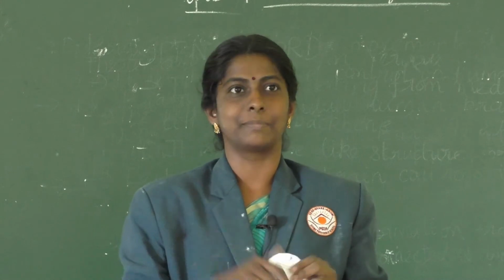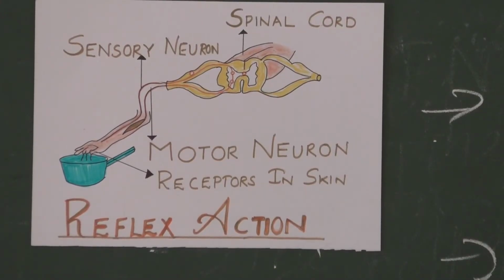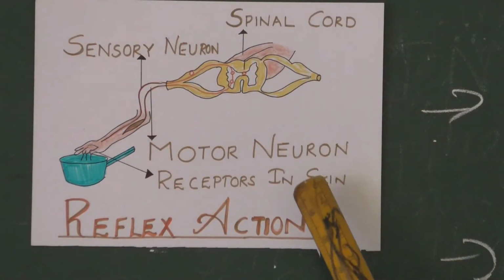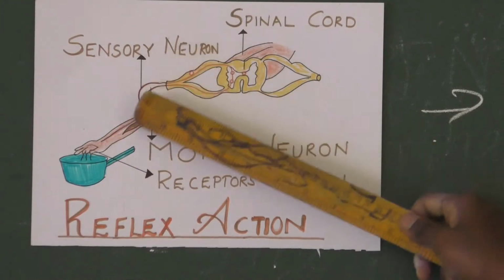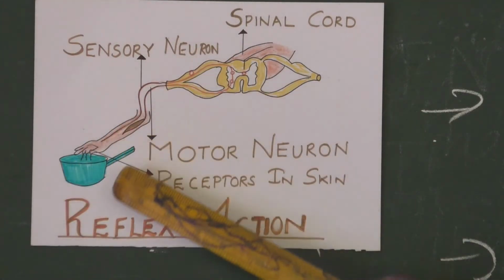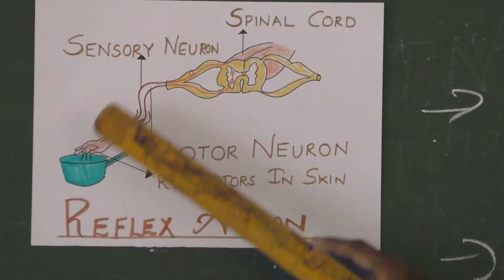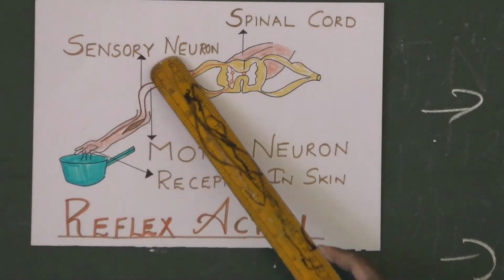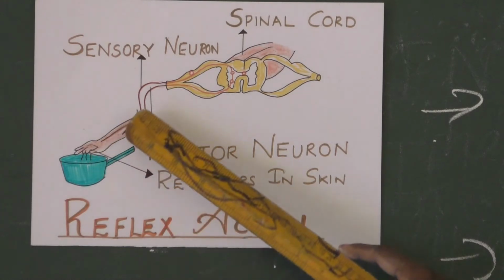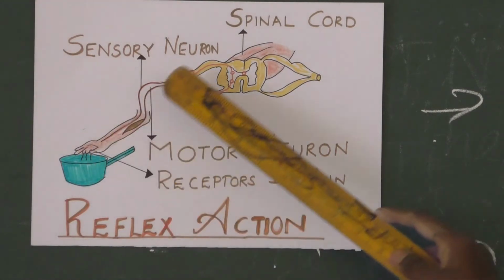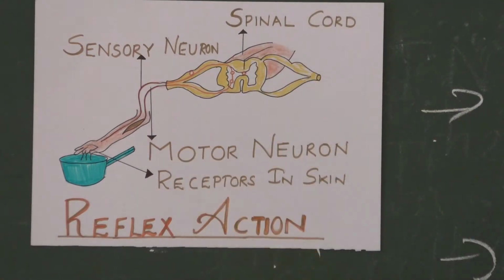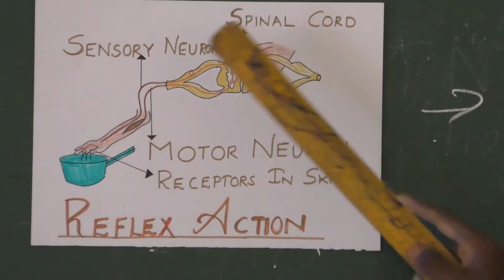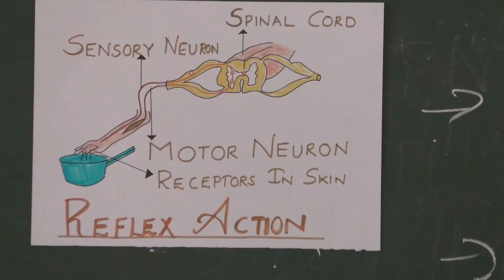Clear? Now about reflex action. Here children, you can see the picture. Here there is a hot water container. When your hand touches the hot water container, the information is transferred from the hand to the spinal cord through the sensory nerves present in the hand. It is not moving towards the brain, as that will take a little more time. So before that, the spinal cord sends back the information to the hand to pull your hand back. Clear? So this is reflex action.